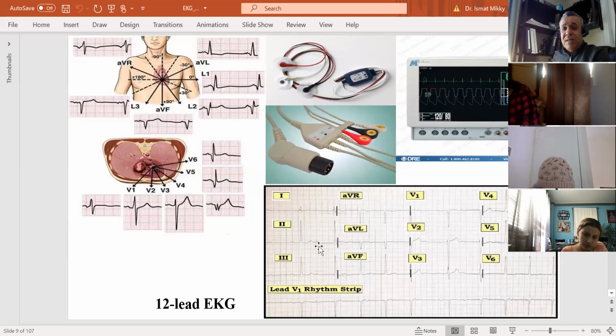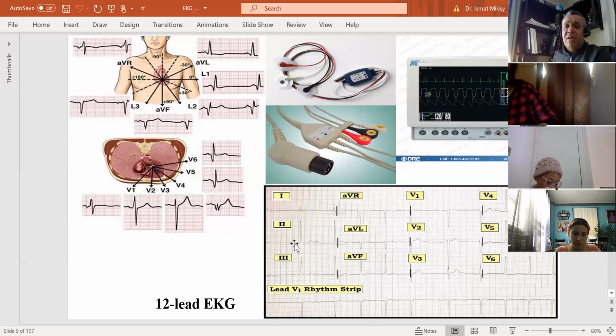Now see how, if you compare between 1, 2, and 3 and the rest of the leads, each one has a different characteristic or different tracing. Some of the leads are negatively deflected. Look at V2, for example. It's negatively deflected, the QRS is below the x-axis, which is normal for that lead. I'll explain why each lead has a different manifestation and a different deflection on the tracing.